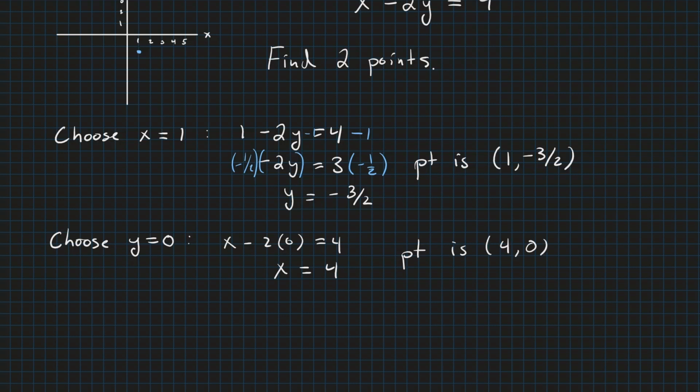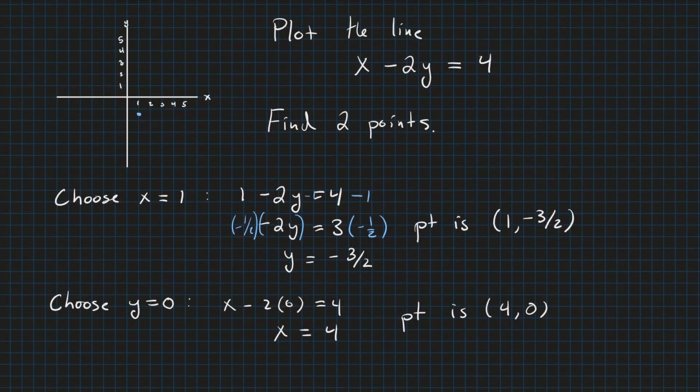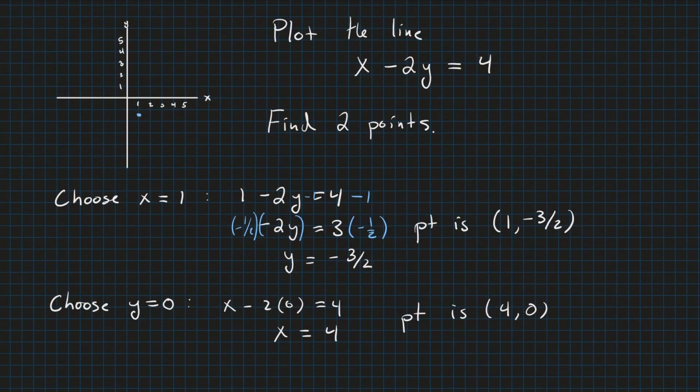Well, that's a nice point. It's much nicer than the fraction we just got, which happens. So in this case here, we go to the x value of 4 and y value of 0, which is out here, and then we have our 2 points. Once you get the 2 points, you play connect the dots. And there we have it. So now we have the plot of the line x minus 2y is equal to 4, here denoted in blue on our graph.